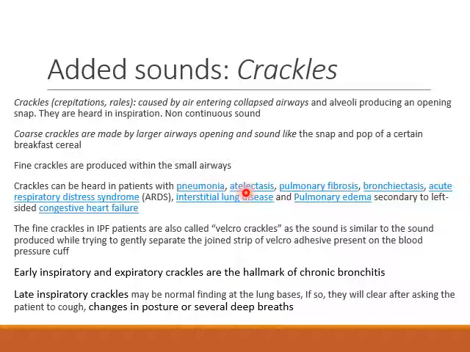Examples: pneumonia, atelectasis, which is a collapse, pulmonary fibrosis, bronchiectasis, acute respiratory distress syndrome, interstitial lung disease, pulmonary edema secondary to congestive heart failure. The fine crackles in interstitial pulmonary fibrosis are called velcro crackles, the sound produced while trying to gently separate the joined strips of velcro adhesive present on the blood pressure cuff.